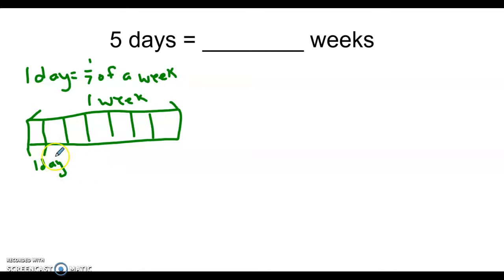But I don't really want one day. I want 5 of those. So this one I would shade in with my pencil. This one I would shade in with my pencil. This one as well. I'm going to shade all 5 of them. How much is that out of the entire week? Well, if we think about it, we need 5 of them. And how many pieces do we have? We broke them up equally at the beginning. There's 7 of them. It's 5/7 of a week, or 5/7 weeks.